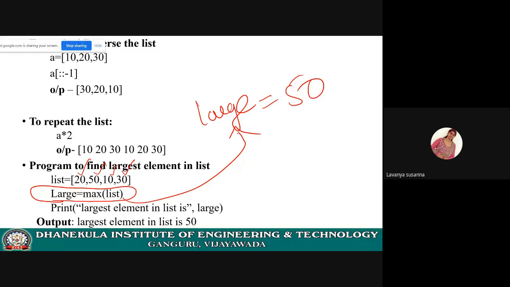Now you are displaying it. You are going to use the print function. Except for what is in double quotes, 'largest element in the list is' will be displayed as it is onto the screen. After the comma, what you have used is large. Instead of large, whatever value is present in large will be displayed onto the screen. You need to remember the max function is used to find the largest value. You need to pass a variable.